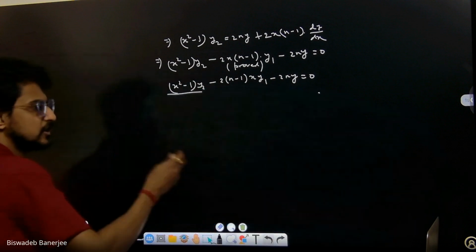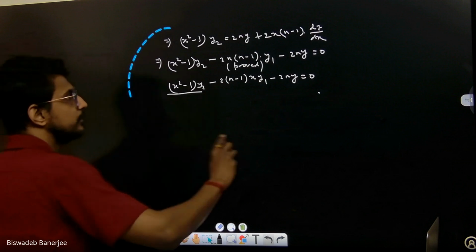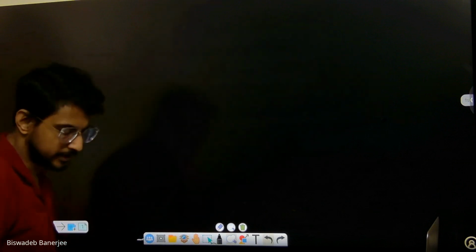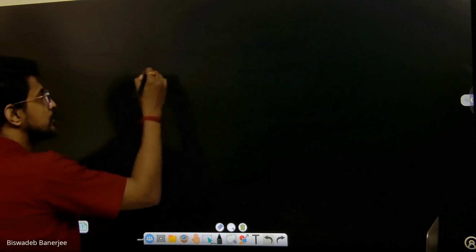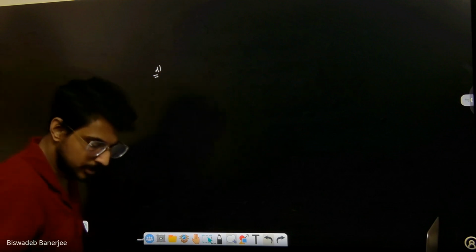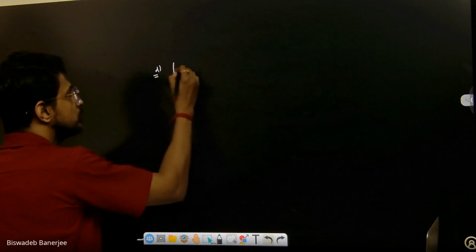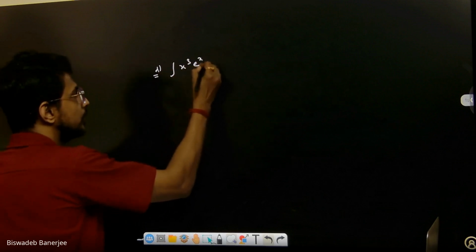It's just some adjustment so as to get the entire part. Now the next question is: evaluate the integral of x cube e to the power x dx.